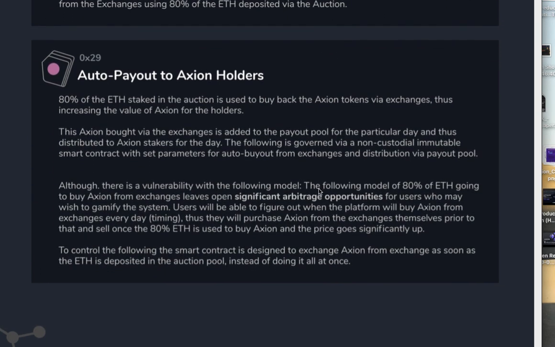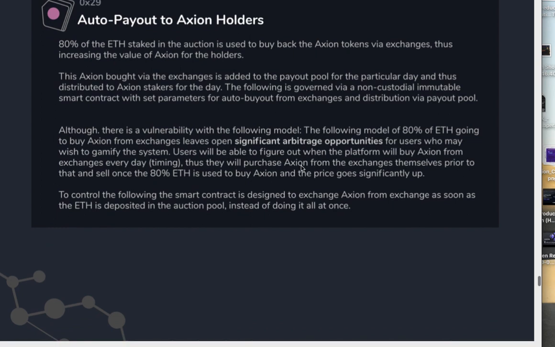Auto payout to Axion holders: 80% of the Ethereum staked in the auction is used to buy back Axion tokens via exchanges, thus increasing the value of Axion for holders. This Axion bought from the exchanges is added to the payout pool for the particular day and thus distributed to Axion stakers for the day. I think it's a wonderful feature. This is governed by a non-custodial, immutable smart contract with set parameters for auto buyout from the exchanges and distribution by a payout pool.